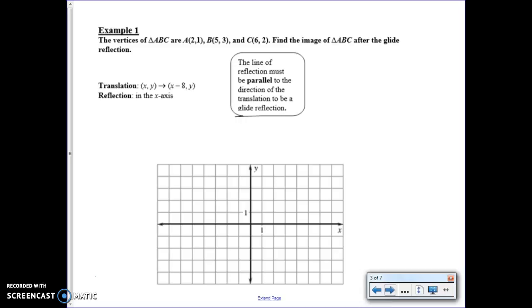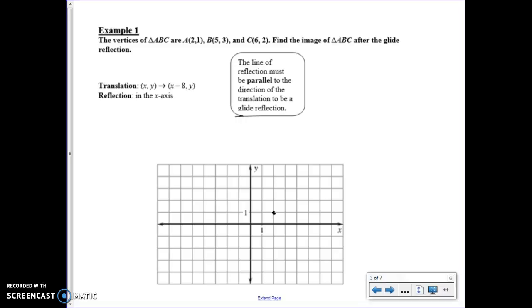So in this case, we are doing a glide reflection here, and here's what it'll look like. The vertices of triangle A, B, and C are listed, and then find the image of triangle ABC after the glide reflection. So we're going to start at ABC. We'll find A prime, B prime, C prime by the translation, and then we'll find A double prime, B double prime, C double prime after the reflection, and that will be our final figure.